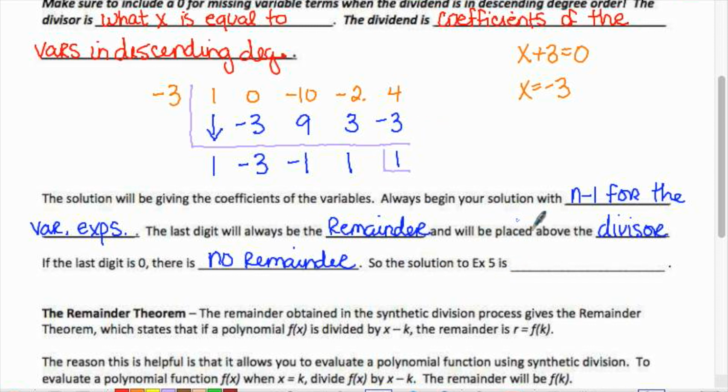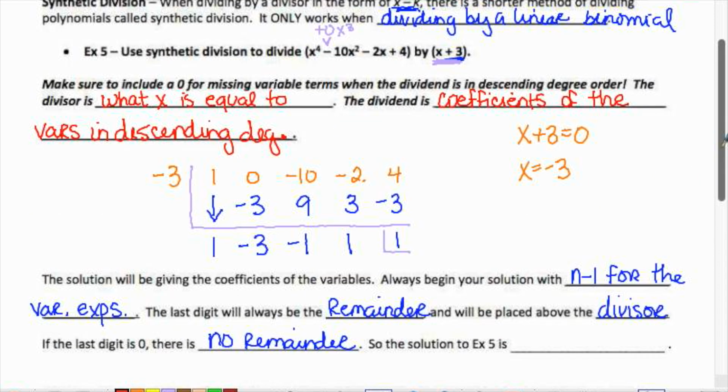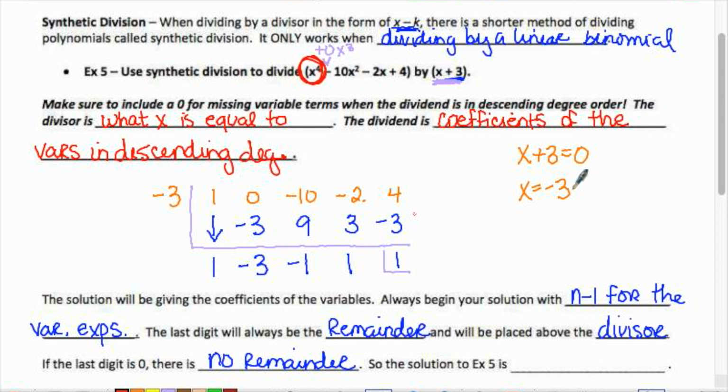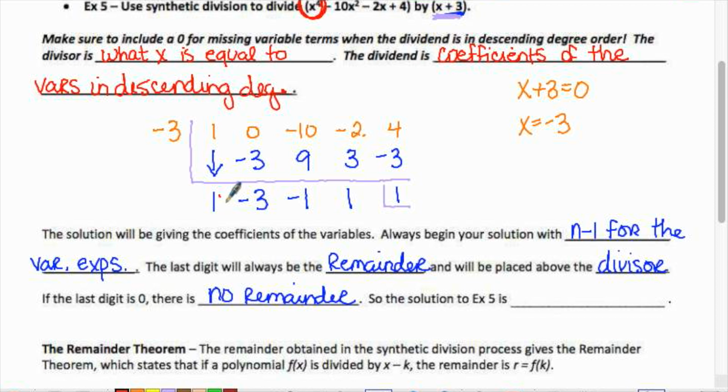The solution to example 5 would then be, we said n minus 1 for the variable exponents. So I started with x to the 4th, which means my quotient will start with x to the 3rd, 1 less than your dividend. So it'd be x to the 3rd. This would be an x squared, an x, and then this is your constant term. This is your remainder. So the solution is x to the 3rd minus 3x squared minus x plus 1, plus 1 over my divisor, which is still x plus 3.